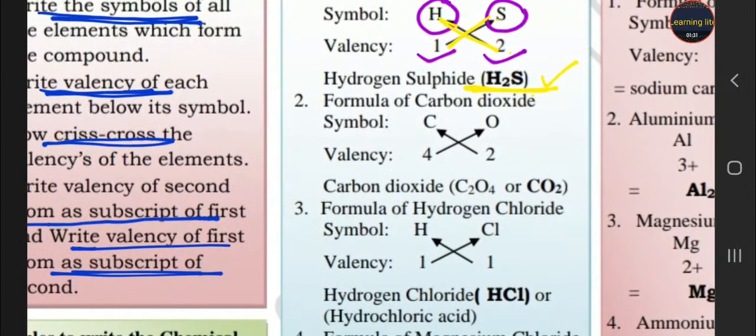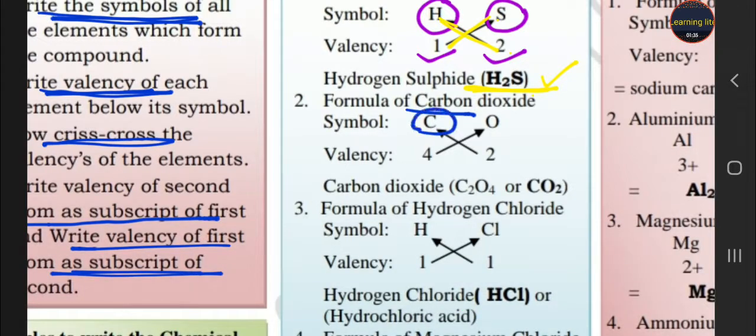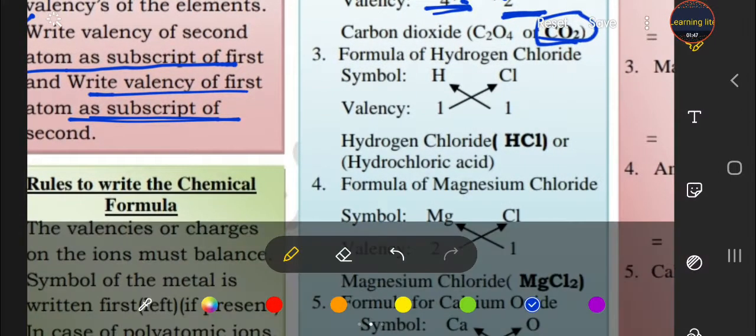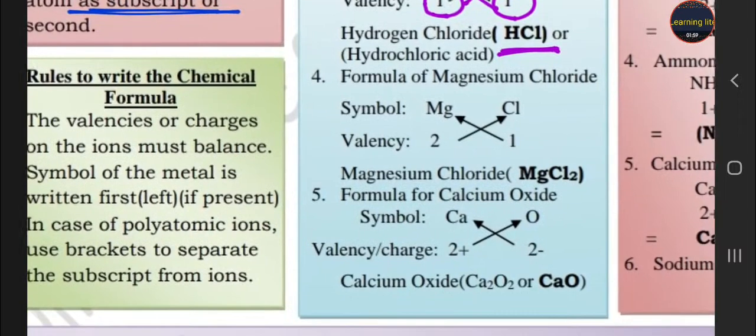Okay. Second one, the formula of carbon dioxide. Carbon symbol is C, oxide symbol is O. Valency of carbon is 4 and valency of oxide is 2, and after crisscross we get CO2. Similarly, the formula of hydrogen chloride. Hydrogen symbol H, chloride is Cl. Valency of hydrogen 1, valency of chloride 1, and after crisscross we get HCl.